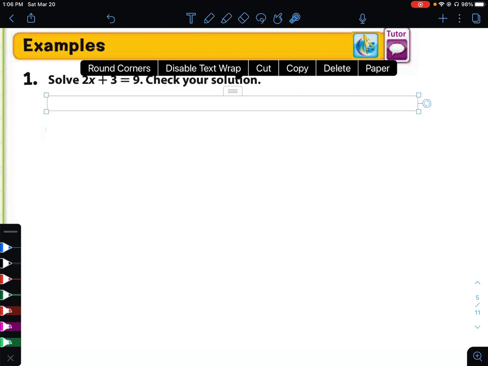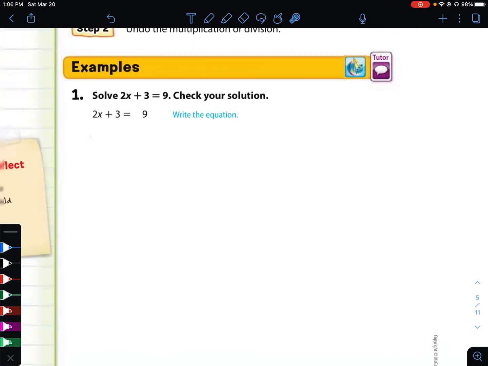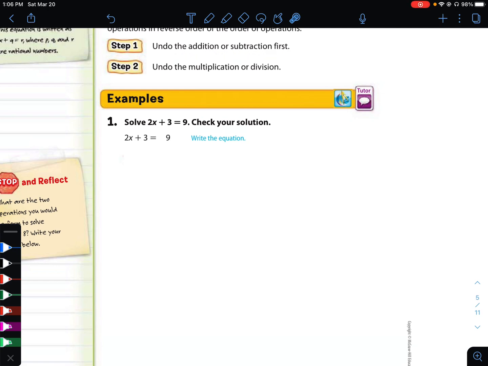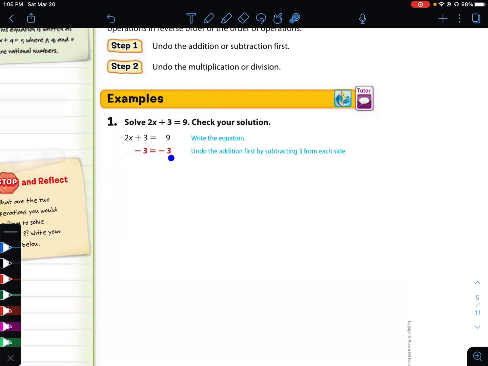First, copy down the problem, 2x plus 3 equals 9. Again, according to our rule, we need to undo addition or subtraction first. So that means we need to undo positive 3. For us to undo positive 3, we subtract 3 from both sides. So when you subtract 3 from both sides, this becomes 0, this becomes 6, because 9 minus 3 is 6. And there you go. We simply bring down the 2x, and that's your 6.